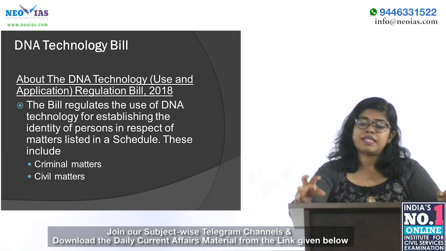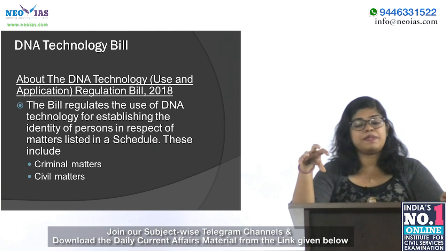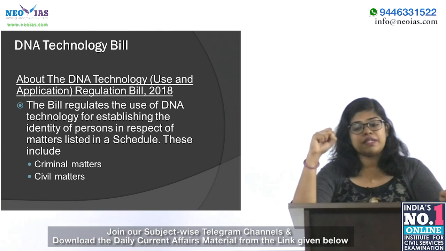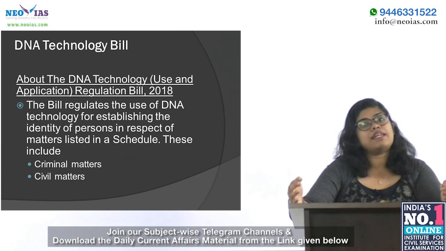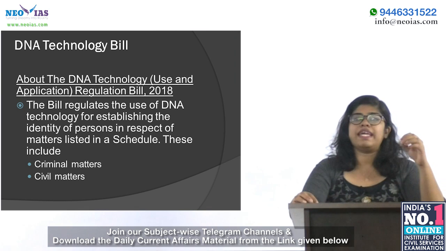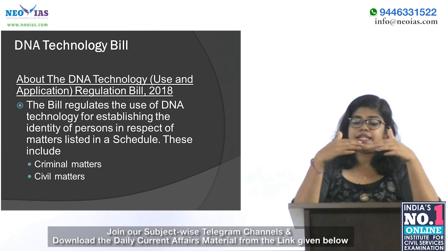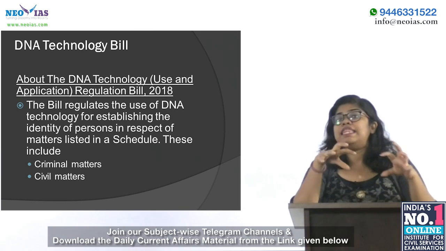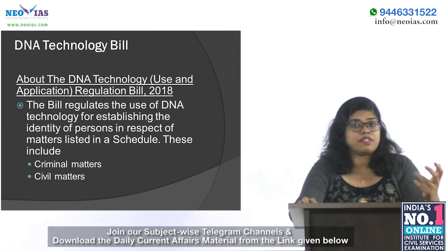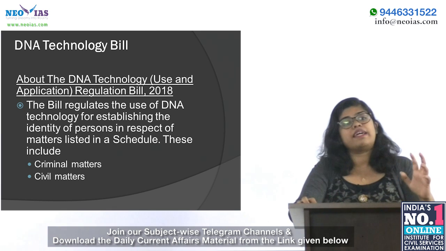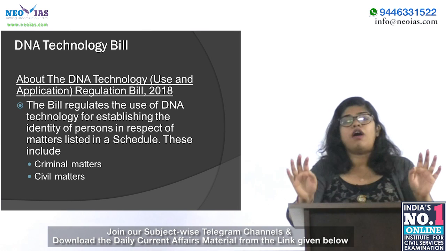The criminal matter means offences done under the Indian Penal Code of 1860. The persons need to be identified based on the offences done by them under the IPC. And coming to the civil matters, there are issues like parentage disputes, immigration issues, and the transplantation of human organs. In these cases also DNA technology is used to identify the person. So this bill is basically regarding the regulation of DNA technology for identifying persons in civil as well as criminal matters.